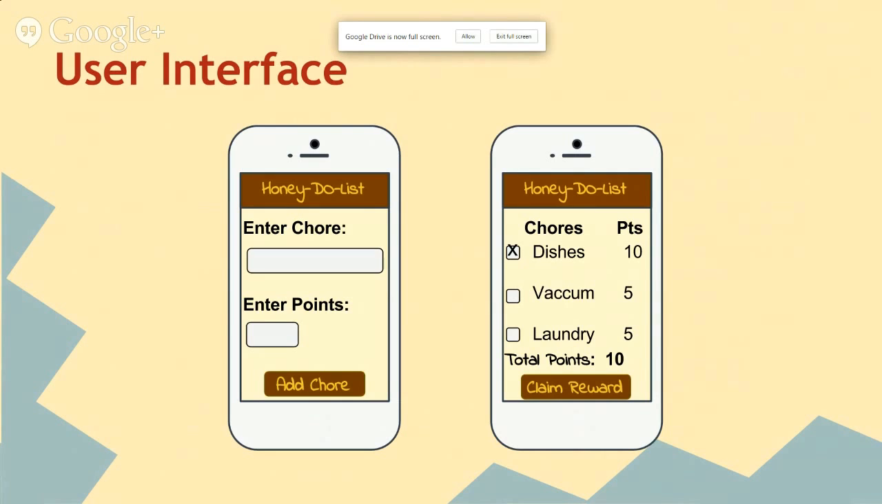Here is the user interface, so an idea of how the application could look. As you can see, on the left is where the person who wants chores to get done enters the chore and the points, and it will add the chore to the list that you see on the right. Then the other person is allowed to check off the chores that they have completed, and at the bottom it will show them the total amount of points that they have received.